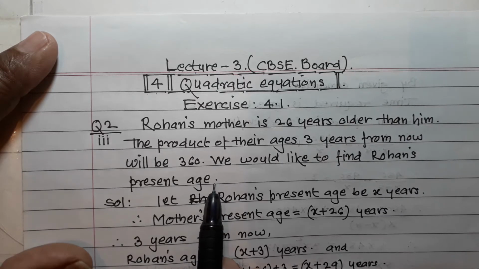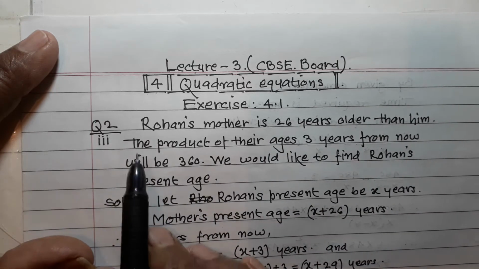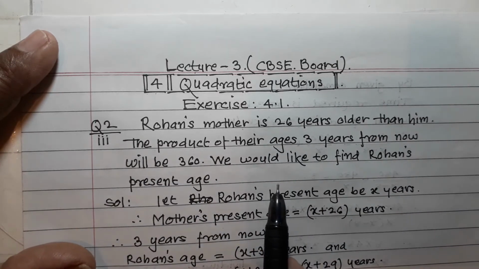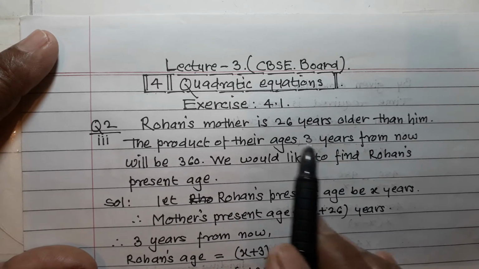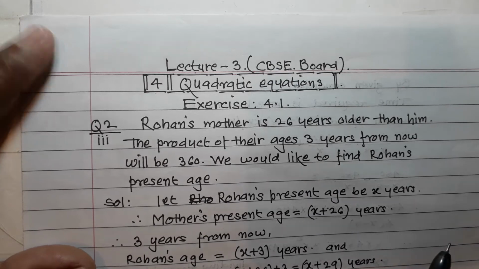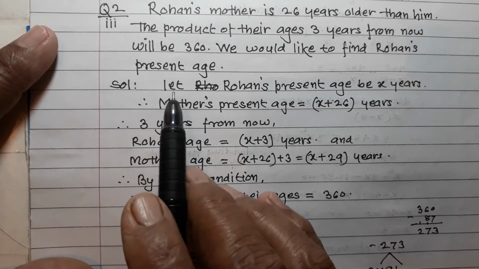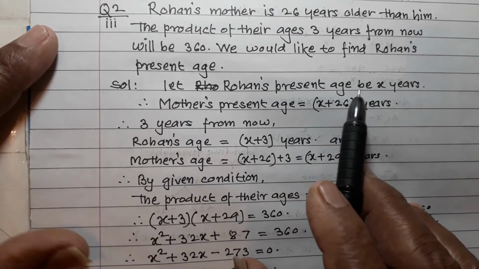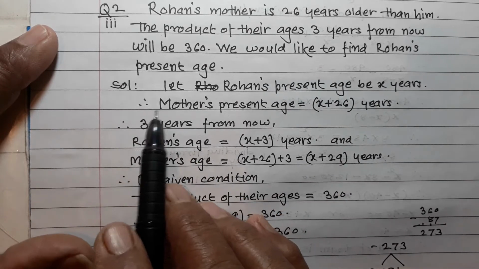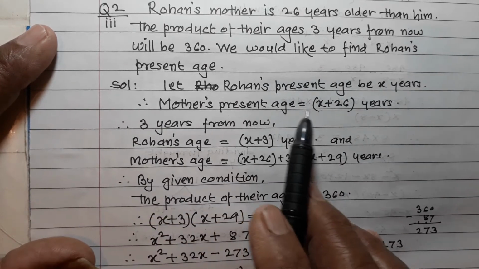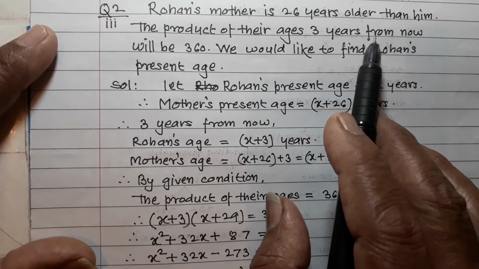Okay. Now, when you want to solve this type of example, read the question properly and find what conditions are given, and then write what equations. Okay, now try to understand the solution. Let Rohan's present age be x years and therefore mother's present age is x plus 26 years. That is my first condition.